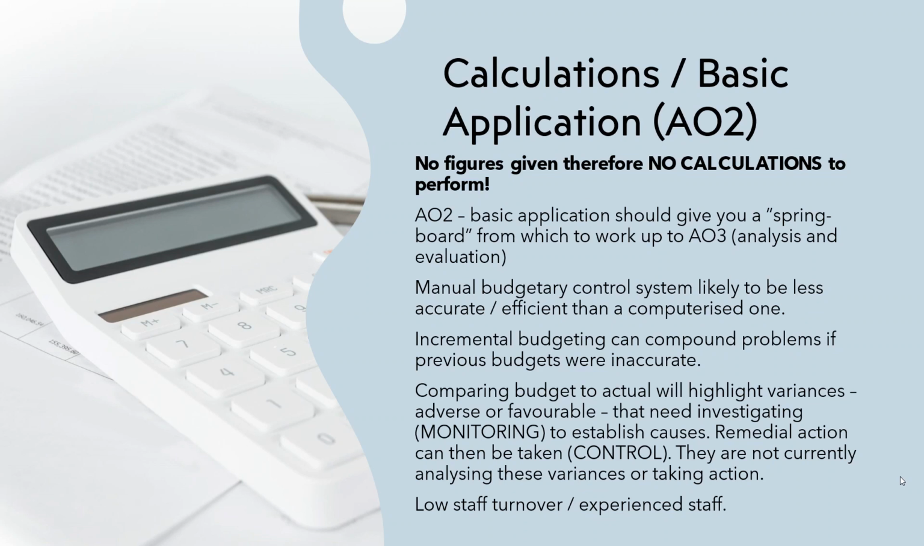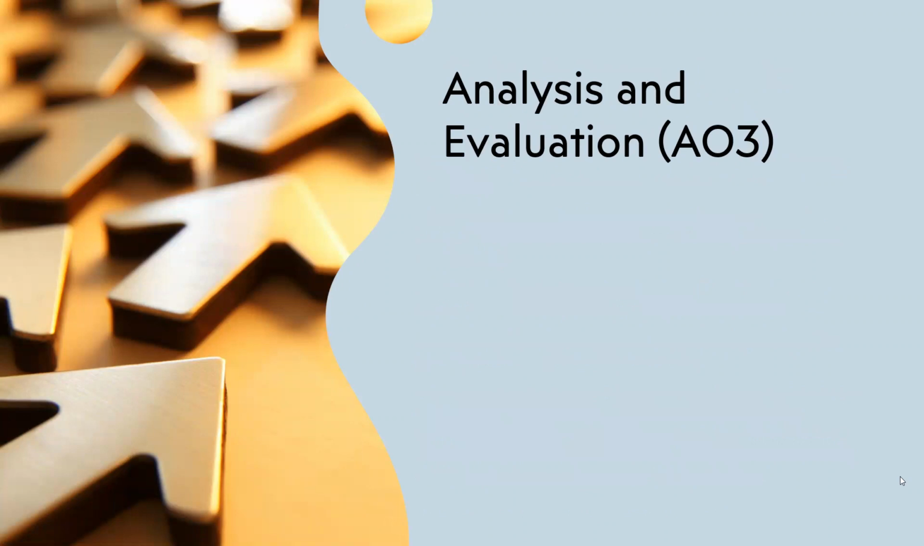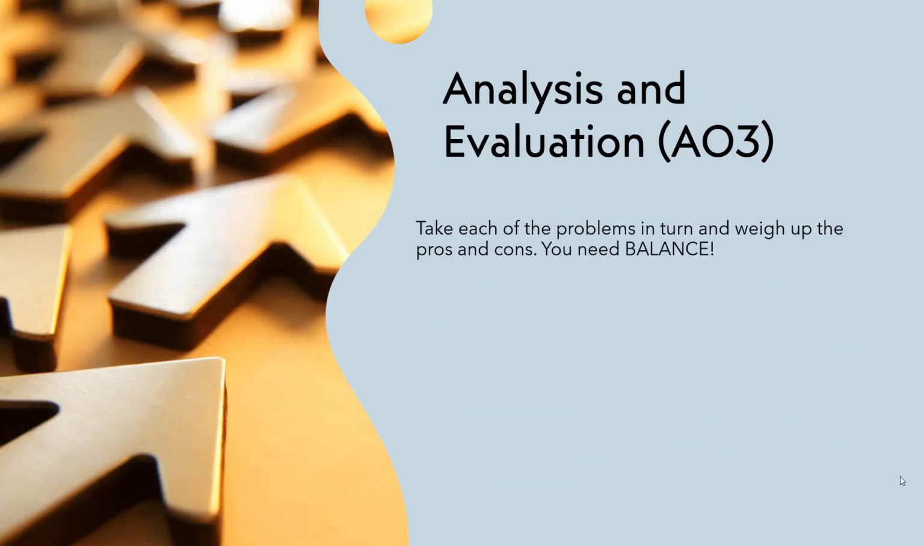The other piece of AO2 there is you could talk about the low staff turnover, the fact that they've got experienced staff. That would suggest it's a stable company. That's probably a good thing, but you could add in there that maybe some complacency might be creeping in. So to get to the analysis and evaluation, the AO3 marks, we need to take each of the problems in turn and weigh up the pros and cons.